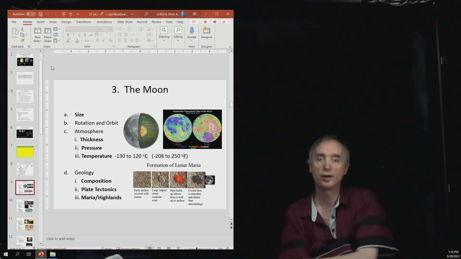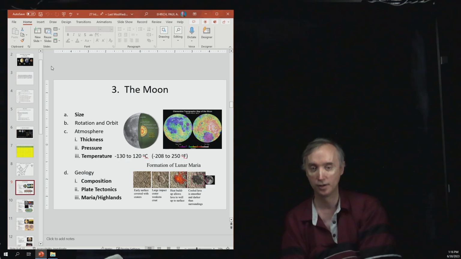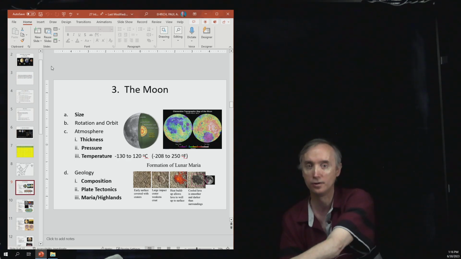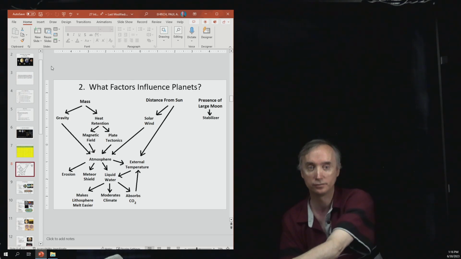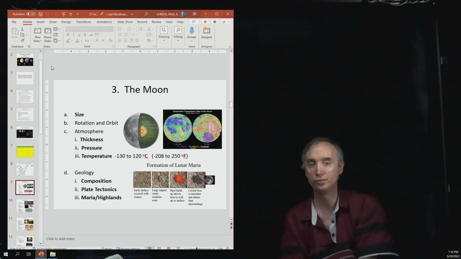Okay, so what I'm going to do is give you a series of questions about each of these different objects in our solar system that you should be able to answer on the exam. I'm not going to give you the answers, but the answers are all based on this chart here. So for the moon, my first question would be, why does the moon have such a thin atmosphere?